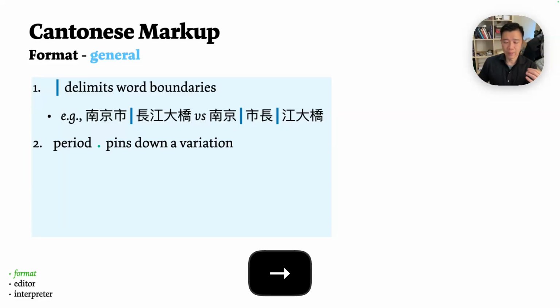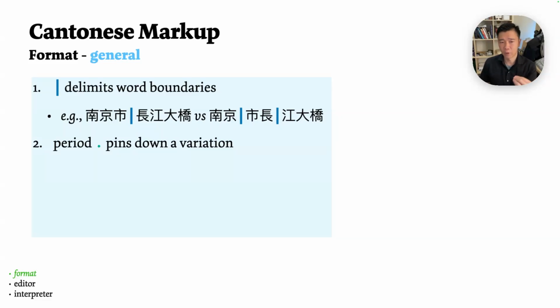The second rule is whenever we use a period, it pins down a variation. So for example, the character for car, 车, could have been read in two ways. What we do is we add the dot and then we write down which variation we want. So in one case, we have 车.ce1. That means we want this pronunciation of this character, whereas if we have dot goi1, we pin down the variation to be the goi variation in order to do the reading.